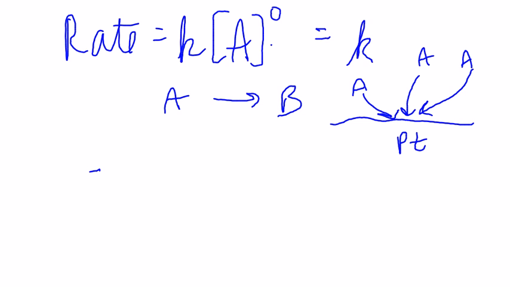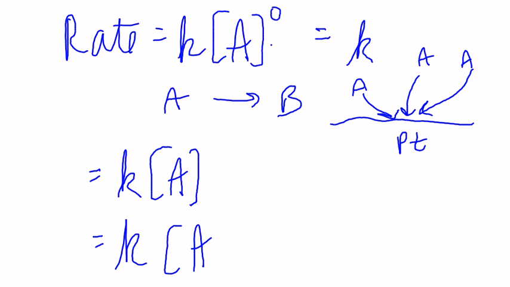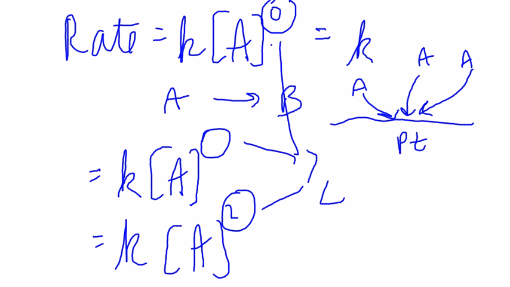However, if we write K, A, and then leave the exponent blank, that means it's first order with respect to A. Or we could write A squared, which means it's second order with respect to A. The only way in which we can get these numbers, whether it's 0, 1, or 2, is through experiment.